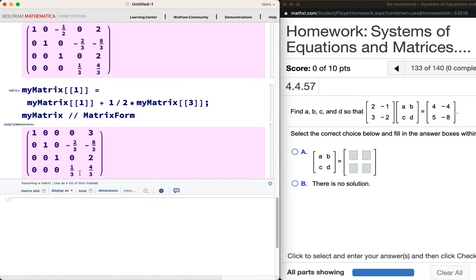So now this number, the 1/3, is going to have to get changed into a 1. How do you do that? We're going to multiply every single row by the reciprocal of 1/3, which is 3. So my matrix, I'm manipulating the 4th row, is equal to 3 times my matrix 4th row.